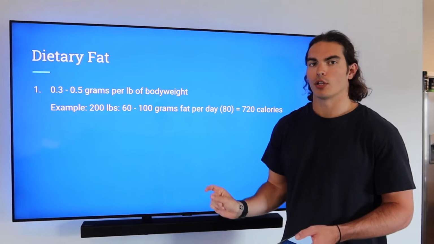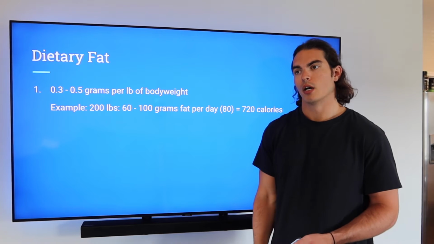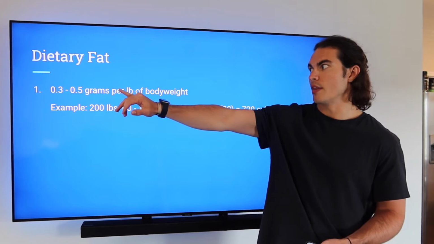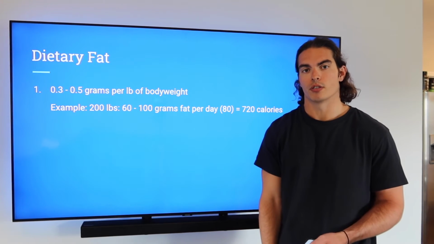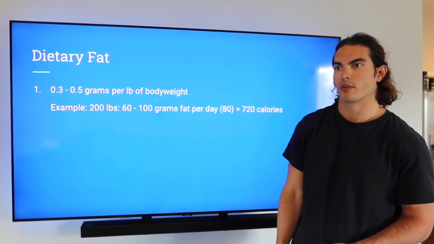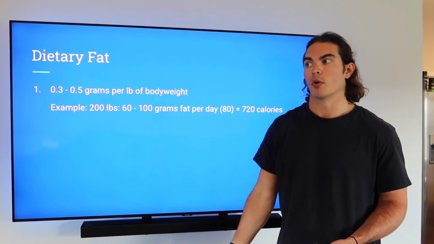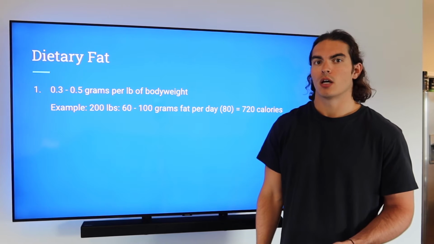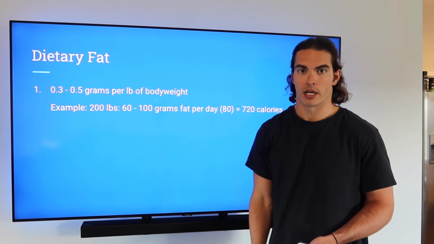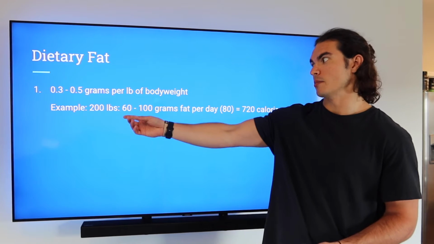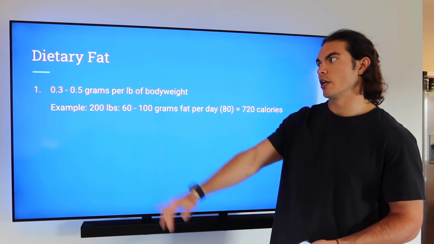Fat is second on the list. It's also mandatory because it controls your hormones, right? You don't want to be going lower than 0.3 grams per pound of body weight. It's not good to do that long term. For testosterone, if you're a male, a lot of reproductive hormones in males and females, it's just not good to mess with going low in fat, okay, like super low, right? 60 grams of fat for a 200-pound person is pretty dang low. So at that 0.3, you're already going low.